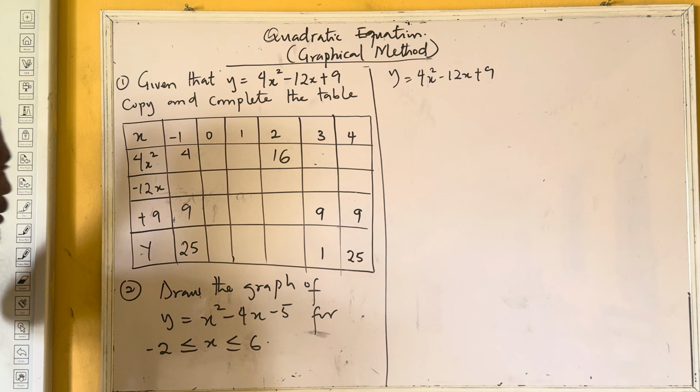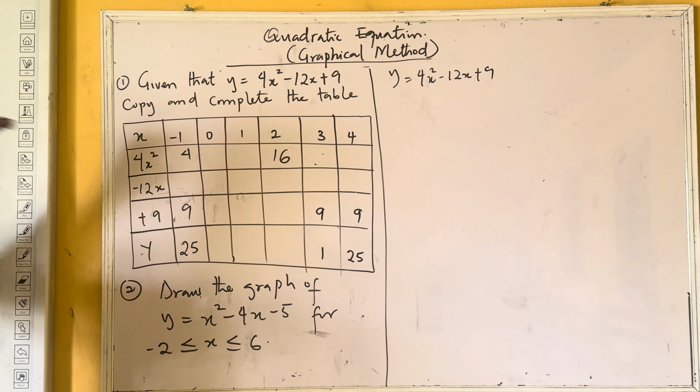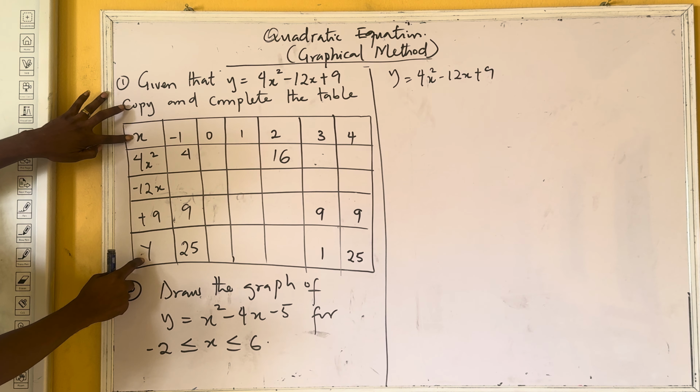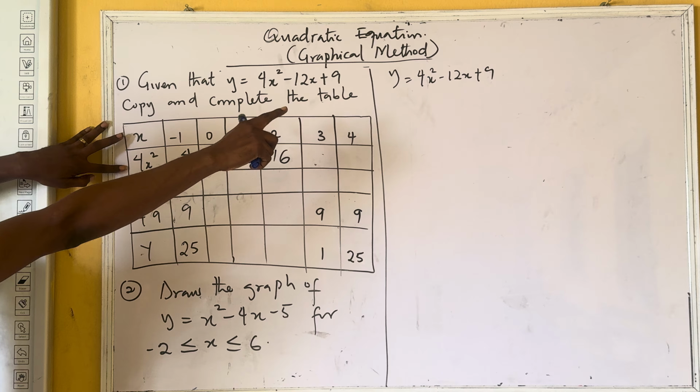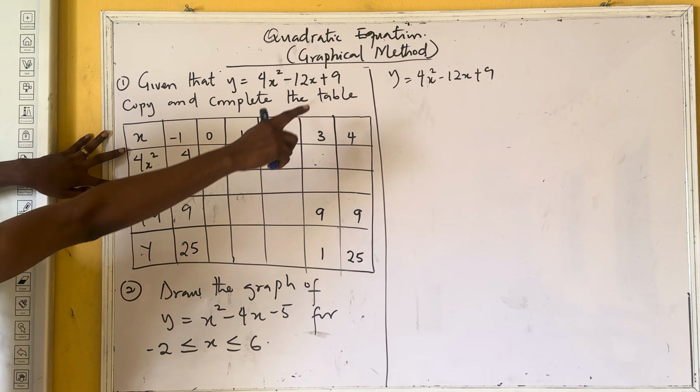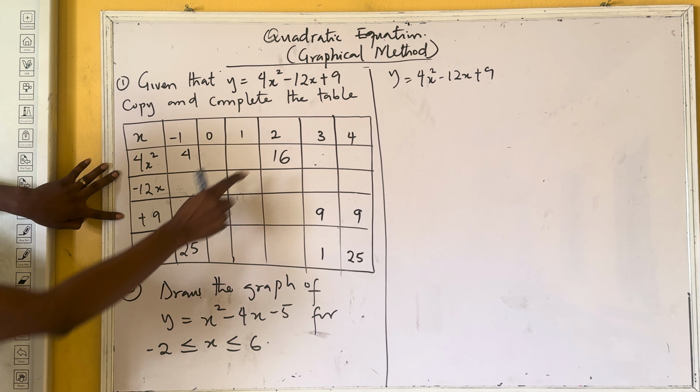Once you have identified the equation, you come to the table. Now look at the table here, you have x and you have y. These are the x values and these are the equation. If you look at the equation here, you have 4x squared, minus 12x, and plus 9. So this equation has been broken down into this tabular form, such that you have y, then 4x squared, minus 12x, plus 9, and this x value ranges from minus 1 to 4.